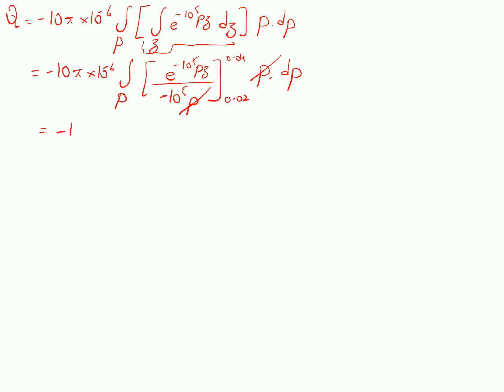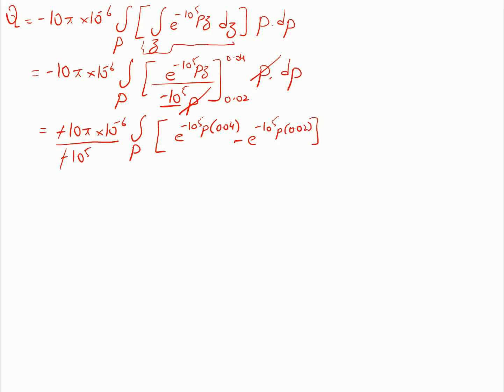So it is going to be minus 10 pi into 10 raised to power minus 6. I can keep rho as it is and input the values. This 10 raised to power 5 can be taken out as minus 10 raised to power 5, and these negative signs cancel out. So it is going to be e raised to power minus 10 power 5 rho with the value of z 0.04, minus e raised to power minus 10 power 5 rho with z 0.02.